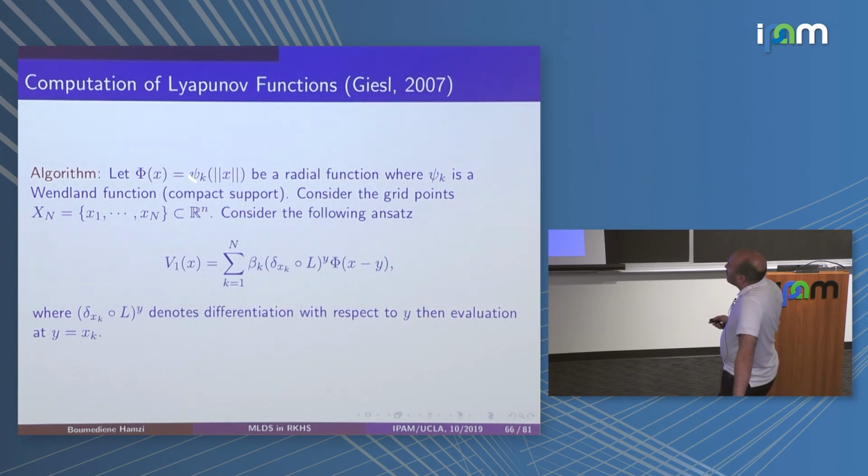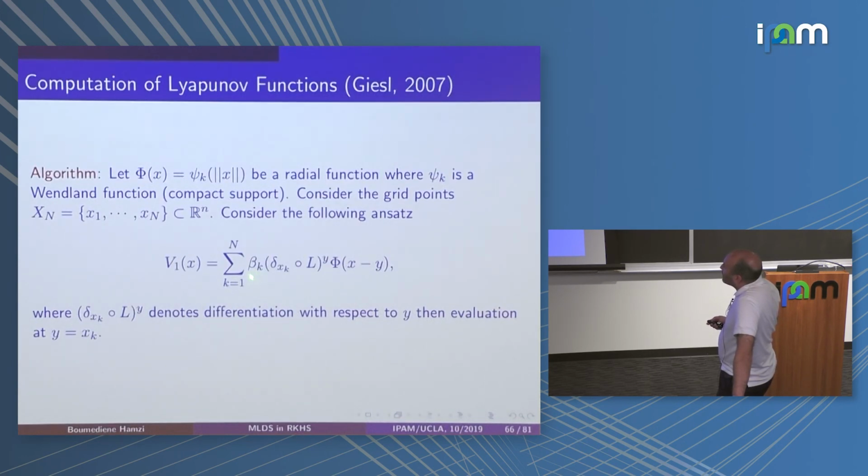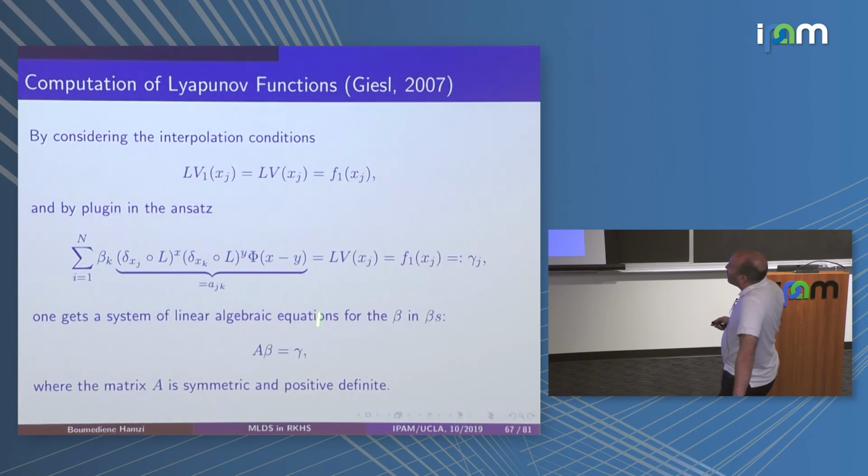So essentially, we consider phi to be some Wendland function, which is a kernel with compact support, and we have a differentiation operator. Here, delta xk circle L is the composition with L, so this is differentiation with respect to L of the kernel, and then evaluation at xk. We get an ansatz for the solution of the Lyapunov equation. Then the problem is to find the betas, and to find the betas one has to satisfy a system of linear equations, as also happens when working in the RKHS. So finding V is essentially linear, but finding f is a different thing.